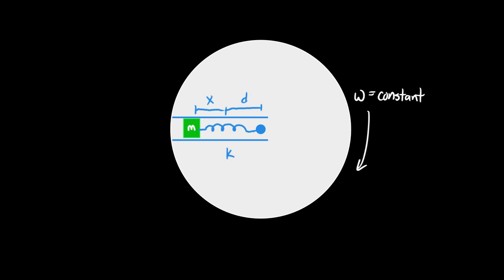Let's say that we apply a torque to the system and we spin the system up so that we get to some constant angular speed. And by doing that, the spring, which was length d, now stretches an additional amount. Box is mass m, spring constant value k.